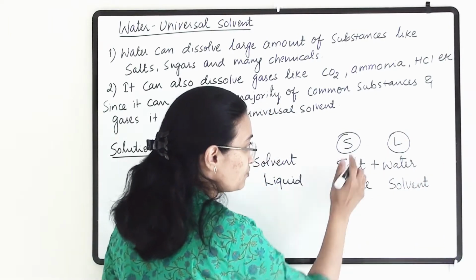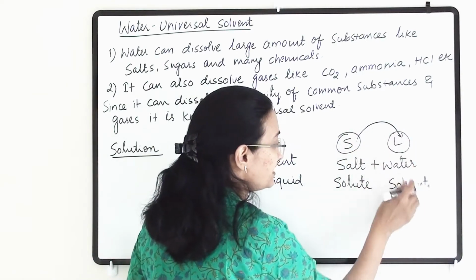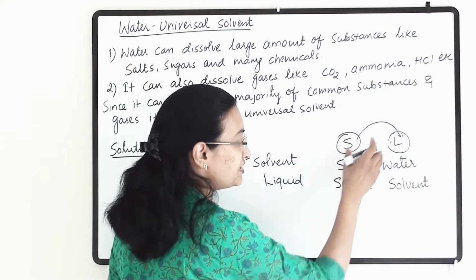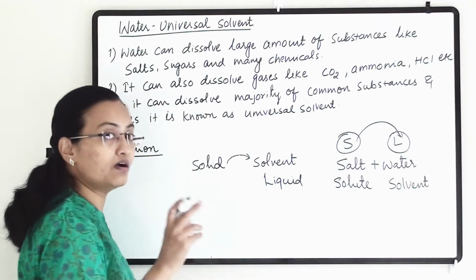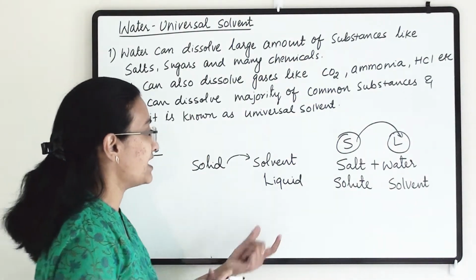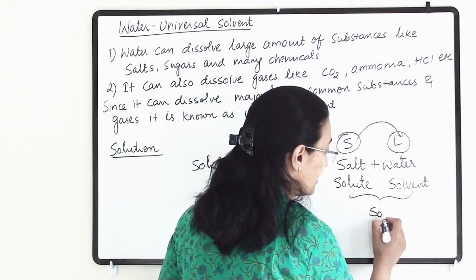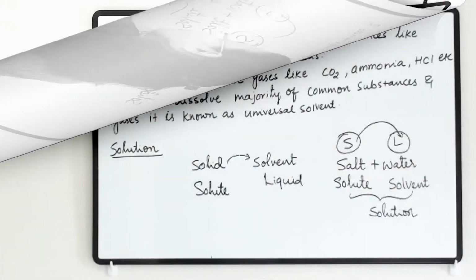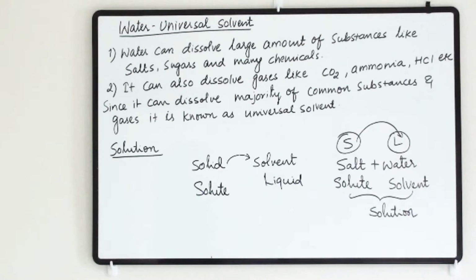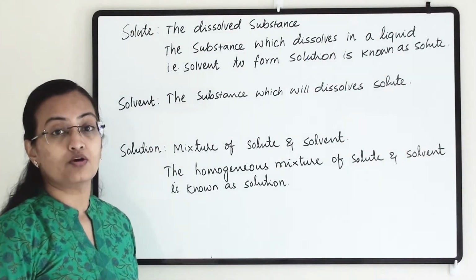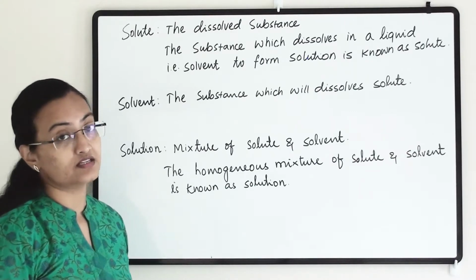So the substance which will dissolve into a liquid and make a mixture, that is known as a solution. So combinedly, solute and solvent will make a solution. Let us see the definition of solute, solvent and solution.